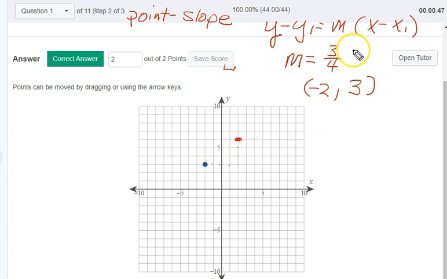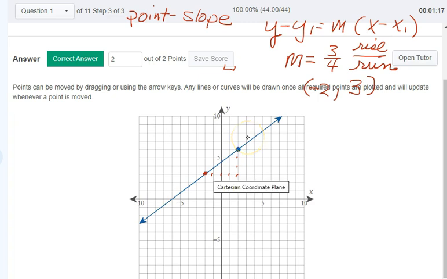And again, slope is rise over run. And if it's positive, you do your X value to the right and then up. Now there are other ways to do it. And of course, then the line forms. So there is our original point, -2, 3. We've gone over 4 and up 3, and there's our new point. And that is correct.